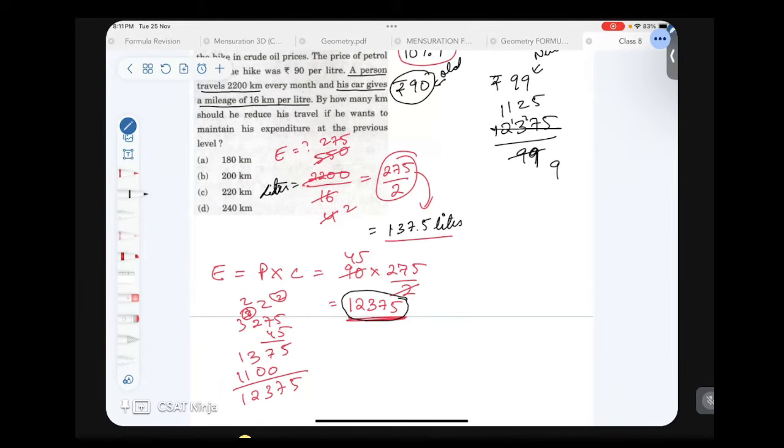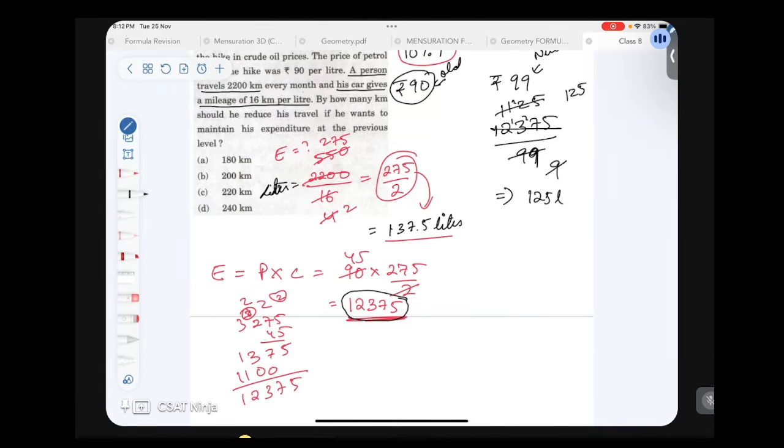5 plus 2 is 7, 8, 9. Yes. 9 ones are 9. That means how much? 9 ones are 9, 22. 9 twos are 18. 9 fives are 45. Okay. The consumption here is 125 liters. So we are getting 125 liters here.